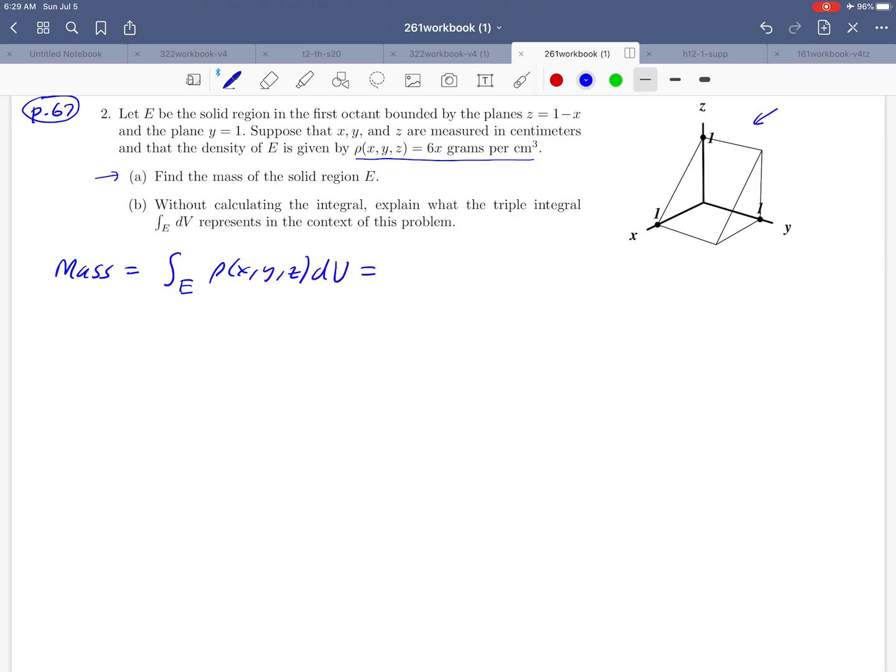And we're going to evaluate this integral by setting up an iterated integral with 3 integrals involved. That means that we need to choose a direction. How about if we choose the same order of integration that we did in the previous example? So we'll take our density function, which we know is 6x, and we'll integrate in the dz, dy, dx order. It's up to us to figure out what the limits of integration are, so we'll draw some pictures to help us do that.